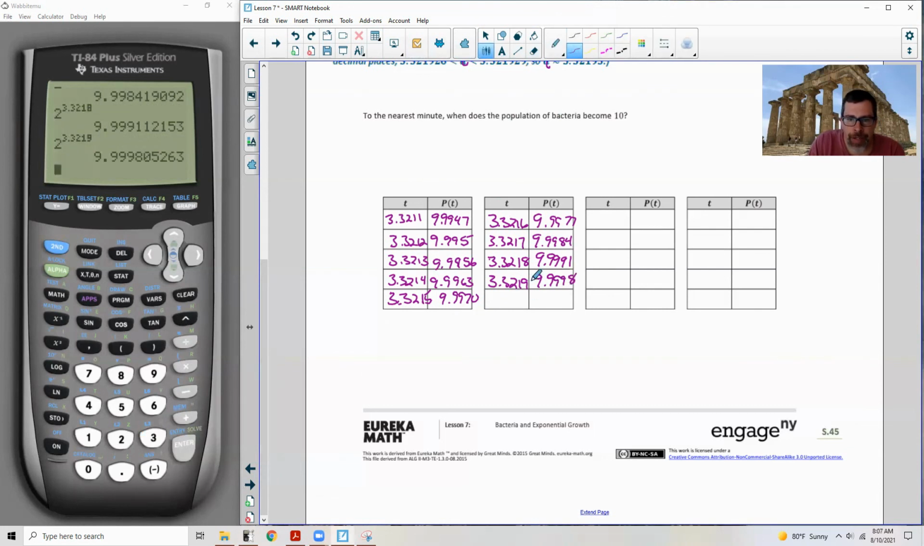We went all the way out to 19 and we didn't get to 10, but we know that 3.322 was over 10. So I don't want to go to that. I now have to go out to 5 decimal places, because if I now put 2 to the 3.3219, the next one would be 3.322. Okay, let's try that again. 2 to the power of 3.322, that'd be the next number after 19 is 20. We know that that's too big.